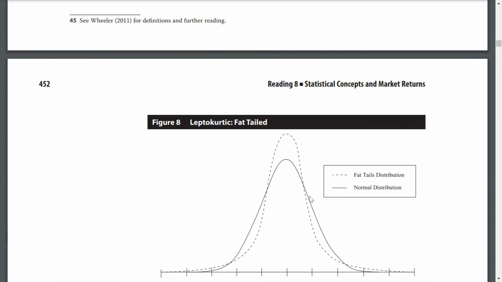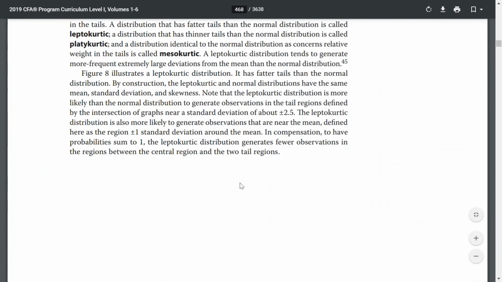So the solid line is the normal distribution. The fat tail distribution, so what's the fat tail distribution? That's the fat tail distribution. And the fat tail distribution would be the leptokurtic.